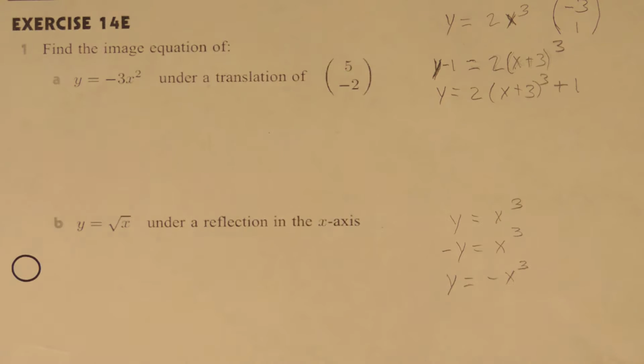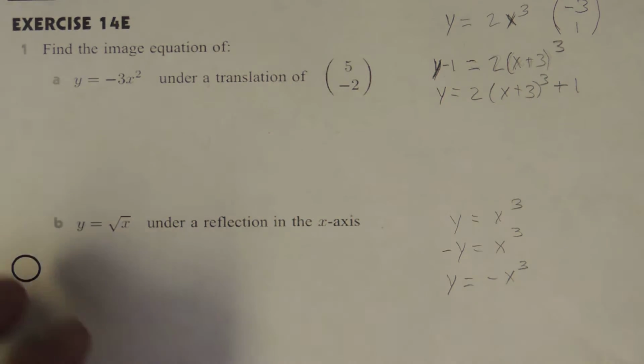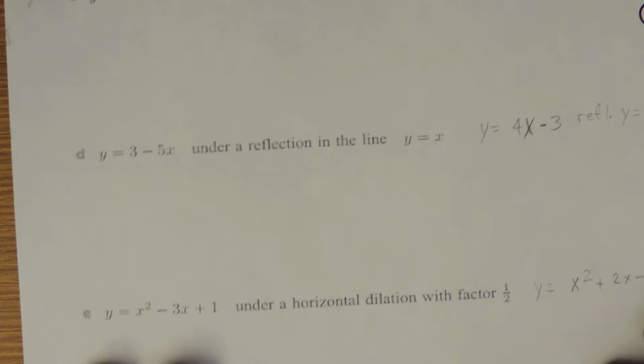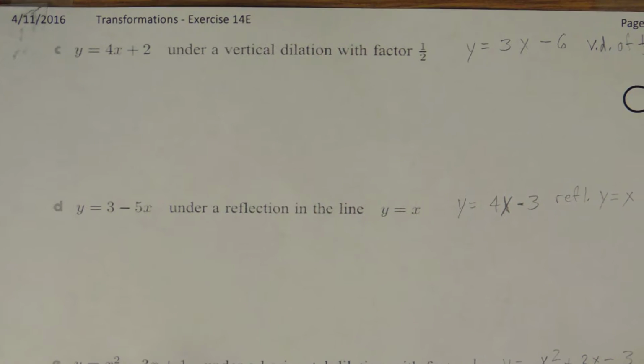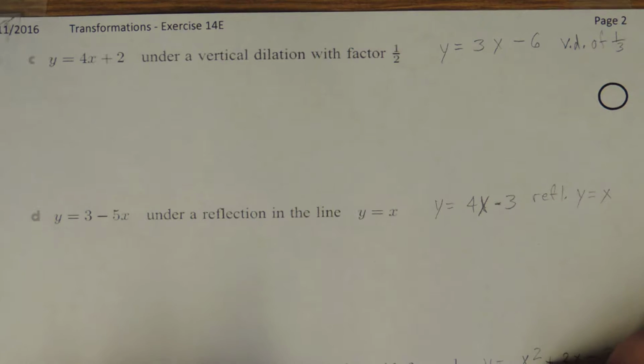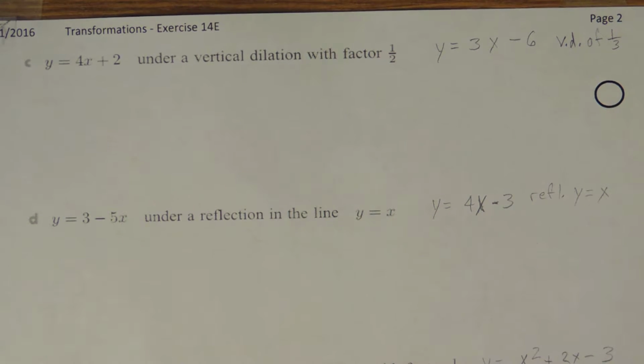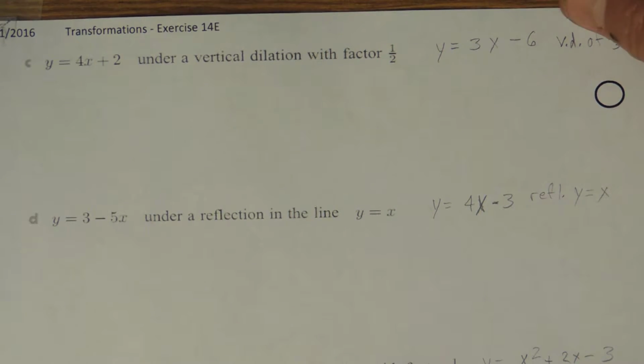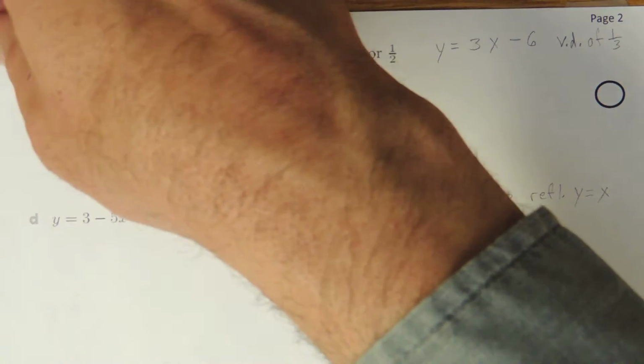Okay. Try 1b now. Y equals the square root of x. Try to reflect that around the x-axis. Pause the video, and when you come back, I will do 1c. Okay, 1c says it wants a vertical dilation factor of 1/2.